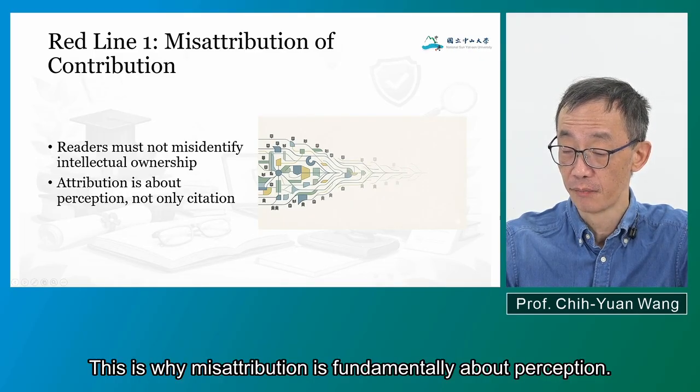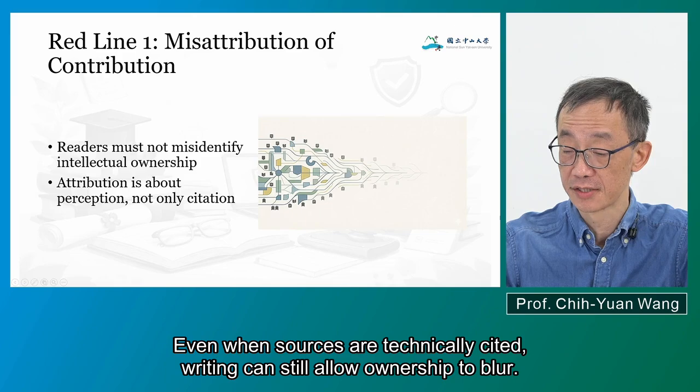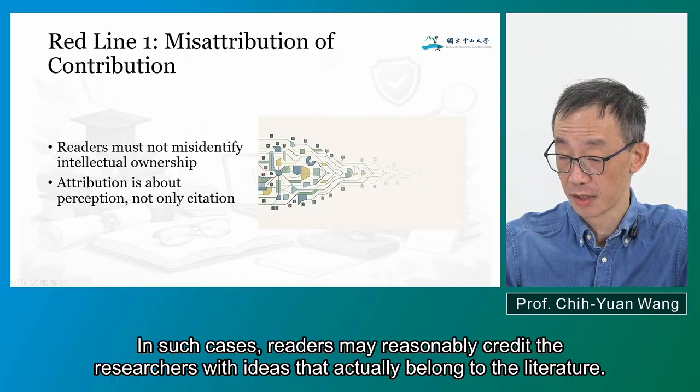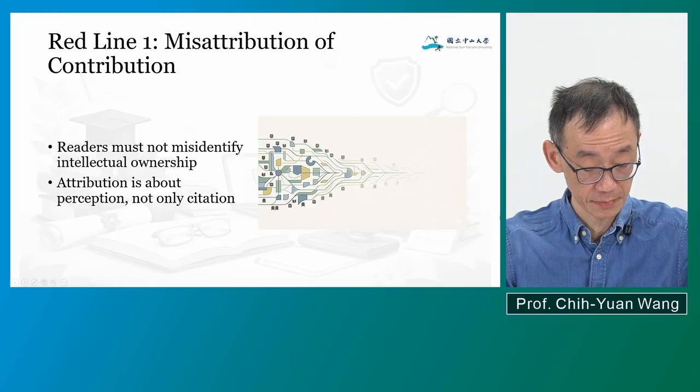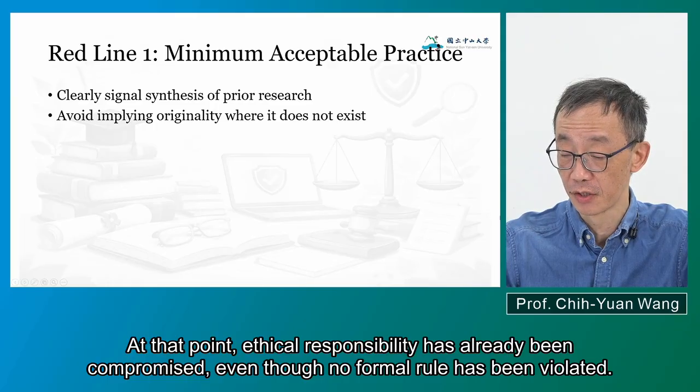This is why misattribution is fundamentally about perception. Even when sources are technically cited, writing can still allow ownership to blur. In such cases, readers may wrongly credit the researchers with ideas that actually belong to the literature. At that point, ethical responsibility has already been compromised, even though no formal rule has been violated.